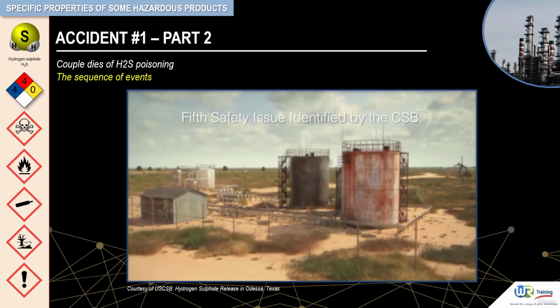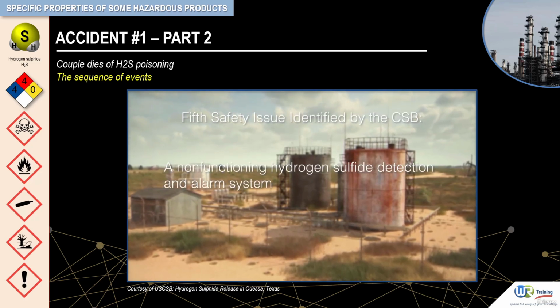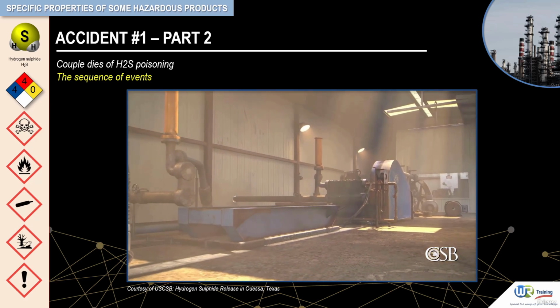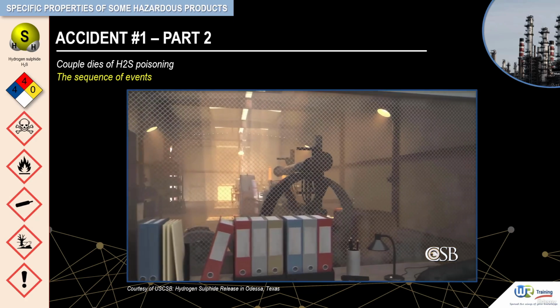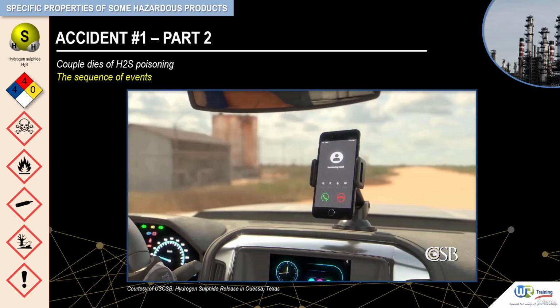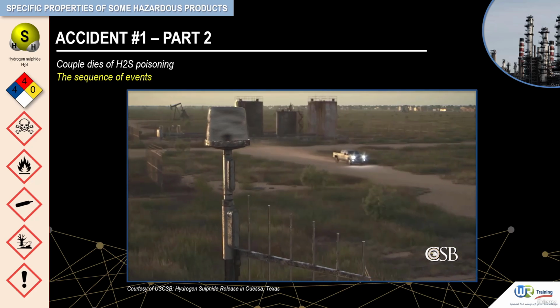The CSB identified a fifth safety issue at Aghorn, which was a non-functioning hydrogen sulfide detection and alarm system. Some of the facility's detectors were set to a testing mode, which prevented them from sending an alarm signal, and other sensors that were correctly set up were unable to send a signal to the control room. As a result, the pumper was not warned of the toxic hydrogen sulfide, either through a telephone alert or illumination of the red pump house beacon light.